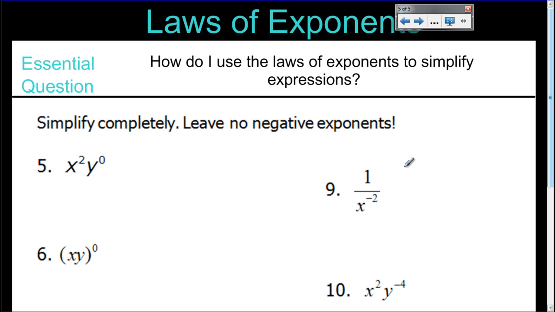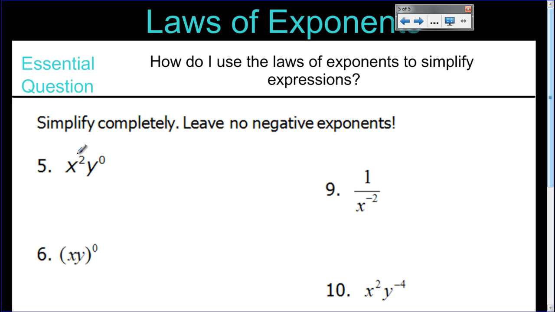So now we're going to do some simplification, but before we do that, we need to talk about a couple of other rules. No, we do not. I lied. So we're going to simplify these, and we want to simplify it and not have any negative exponents. That's really all I want to do.